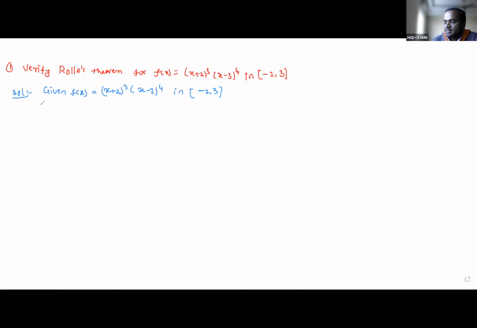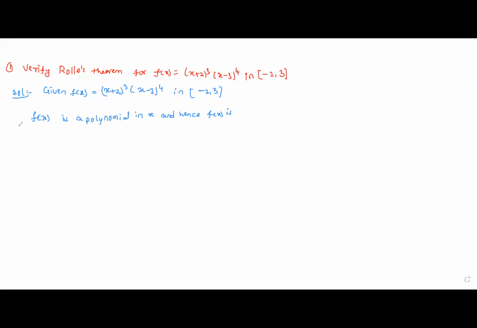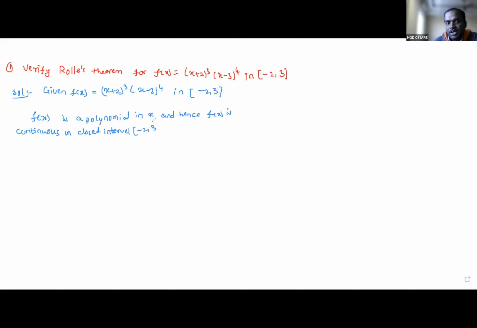Therefore, f of x is a polynomial in x, and hence f of x is continuous in the closed interval minus 2 comma 3.